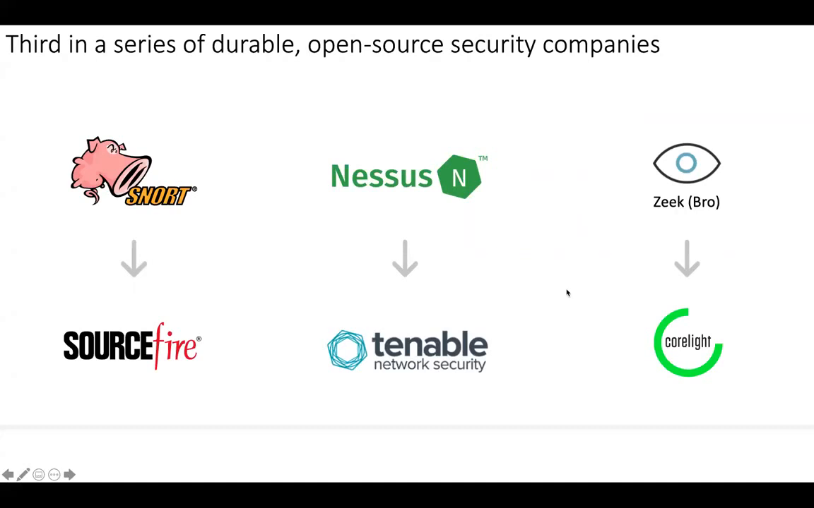Both Sourcefire and Tenable started out with an open source solution that they commercialized. Zeek and Corelight is the same deal. Dr. Vern Paxson developed Zeek 25 years ago out of Lawrence Berkeley National Labs. It's a great open source solution that provides visibility into your network data.